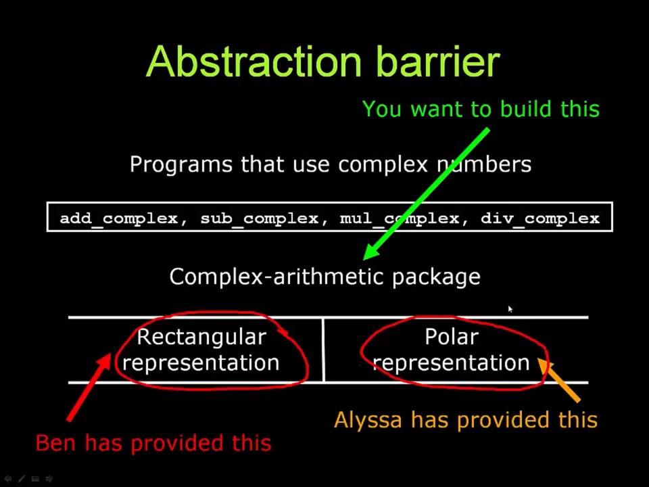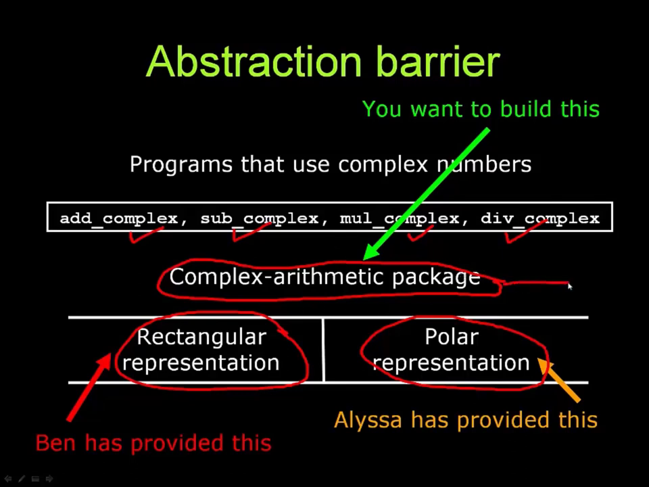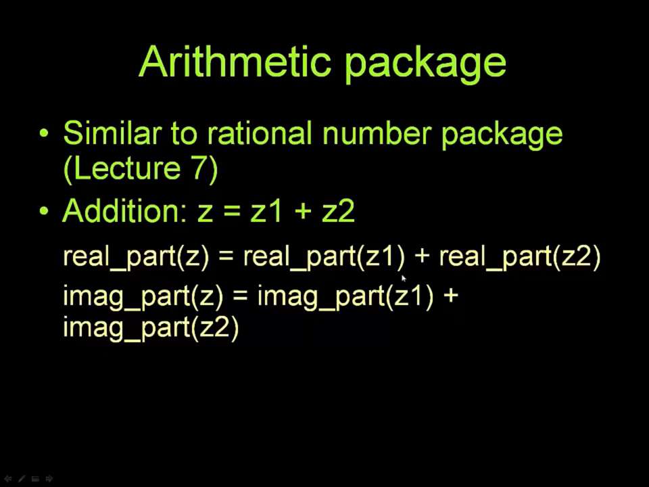And your job in this problem is to build this so-called complex arithmetic package. Once you build this package, then we can build these four operations: add, subtract, multiply, and divide, over this particular package. This complex arithmetic package will basically be the interface between these four operations and the underlying representations. So that's the general idea. Now what we want to do is something similar to the rational number package in lecture 7, and there are some basic operations for complex numbers.